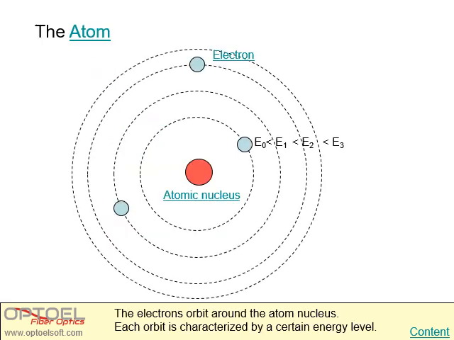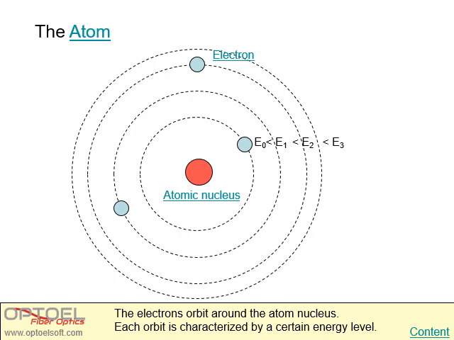This is a very simplified drawing of an atom. Around the atomic nucleus there are a number of orbits characterized by a certain energy level. The further the level from the nucleus, the higher the energy level. The number of energy levels of these orbits varies from atom type to atom type.